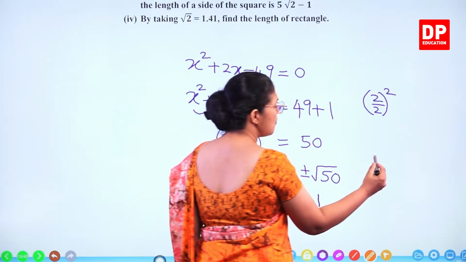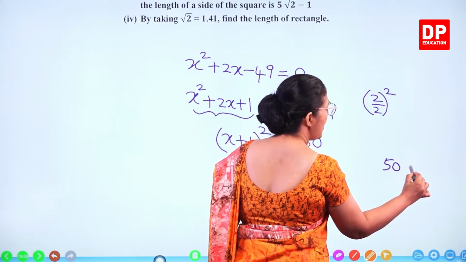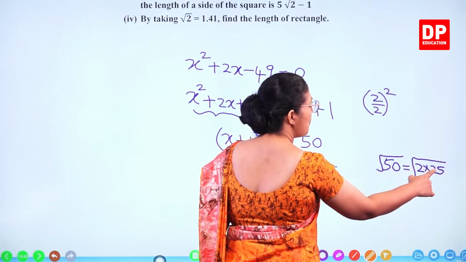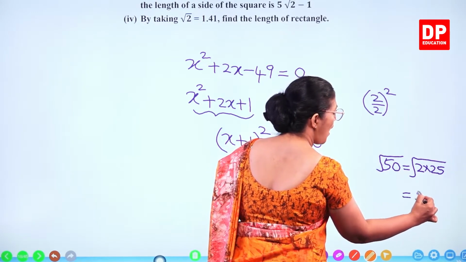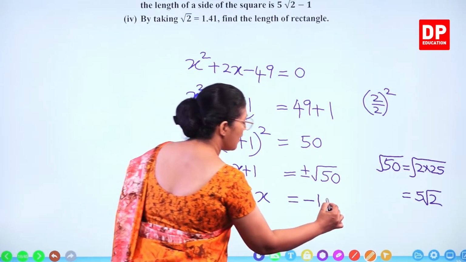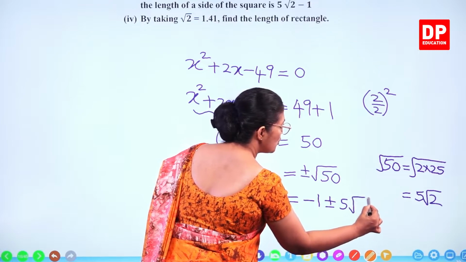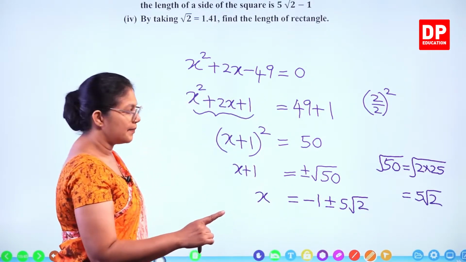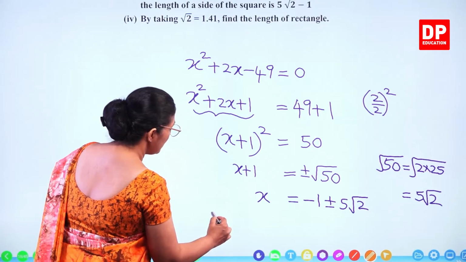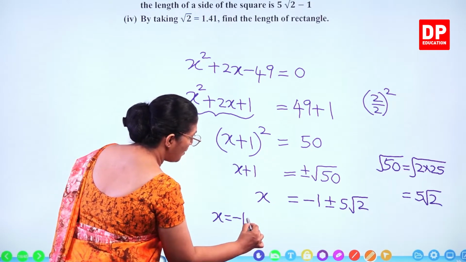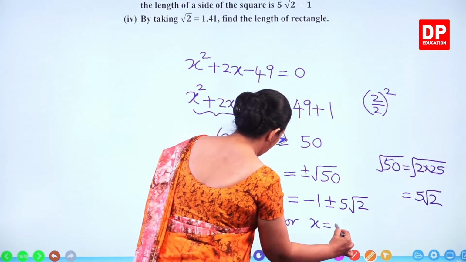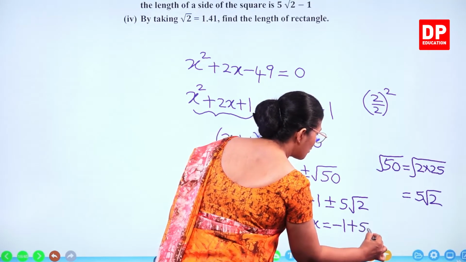So 50 you can simplify further. 50 you can write as 2 times 25. And when you take the square root, what happens? The square root of 25 becomes 5. So you get 5 root 2. So you can write plus or minus 5 root 2 instead of root 50. So what are the solutions? You get x equals minus 1 minus 5 root 2 or x equals minus 1 plus 5 root 2.